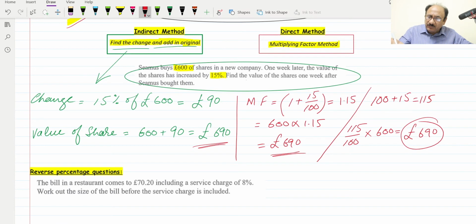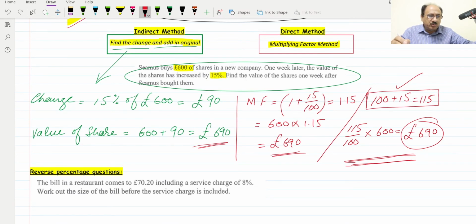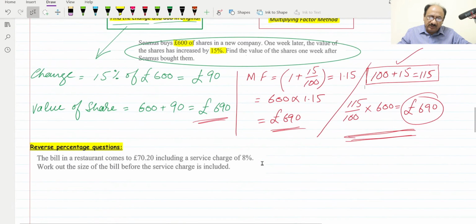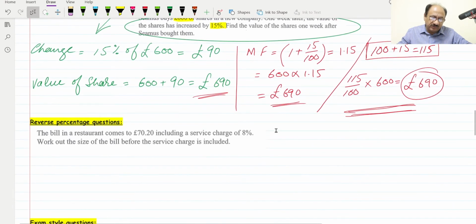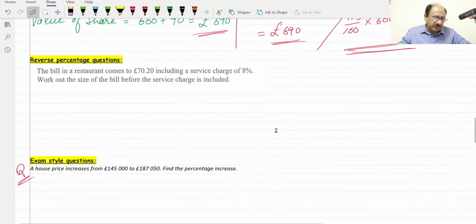I prefer the multiplier factor method, and among the multiplier methods, directly adding to 100 or subtracting from 100 is the easiest route. It will provide you the answer in less time, plus it reduces the chances of mistakes. So I will recommend the last method which I've done, and I will also be following the same thing.